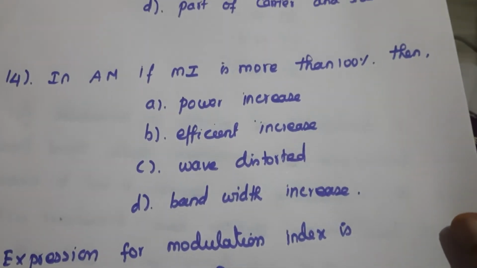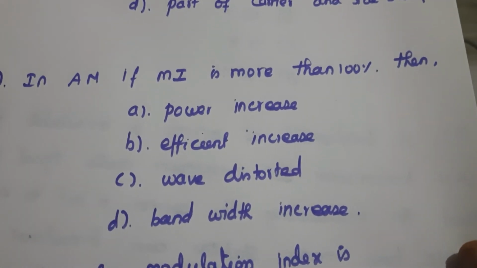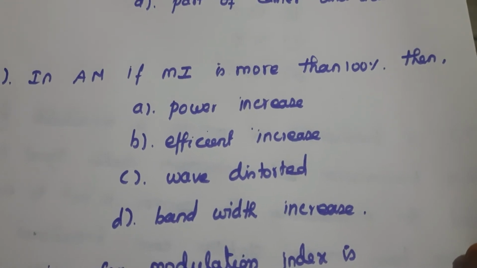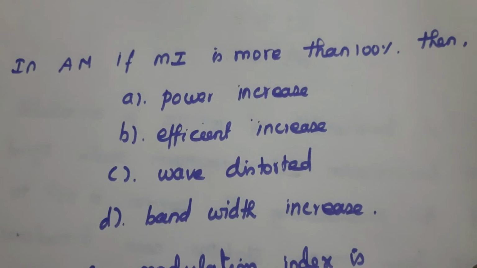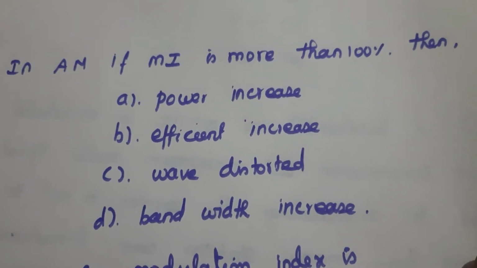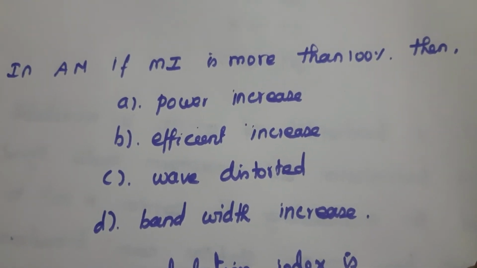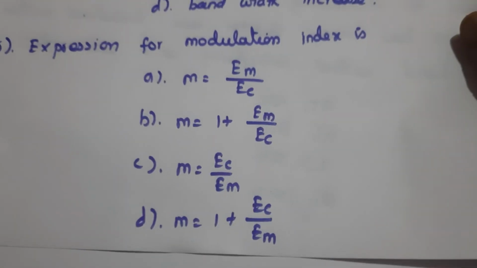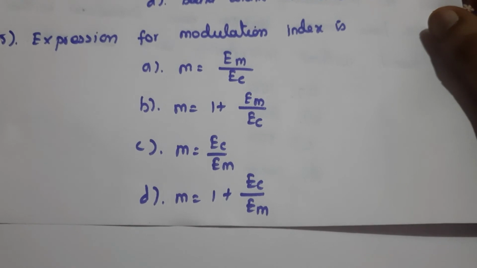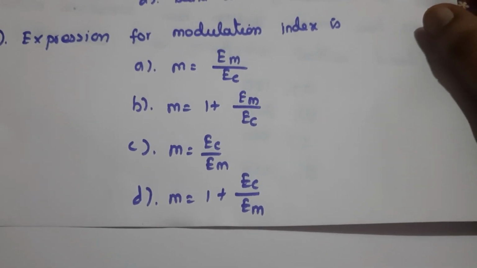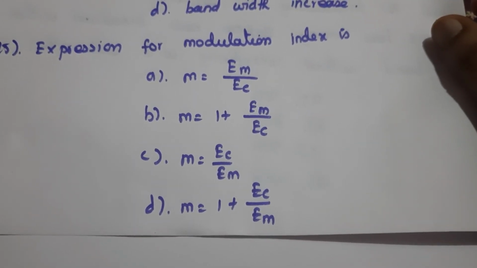And fourteenth question, in AM if modulation index, MI means modulation index, is more than 100%, then find the correct one. And final question, the expression for modulation index is, find the correct one.